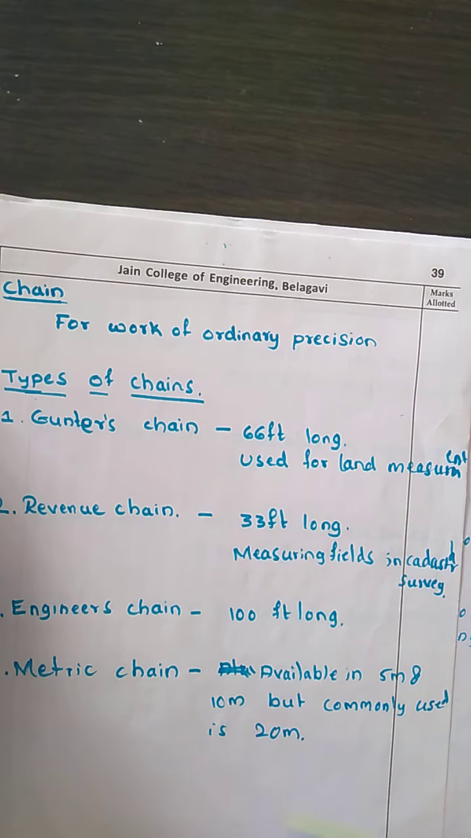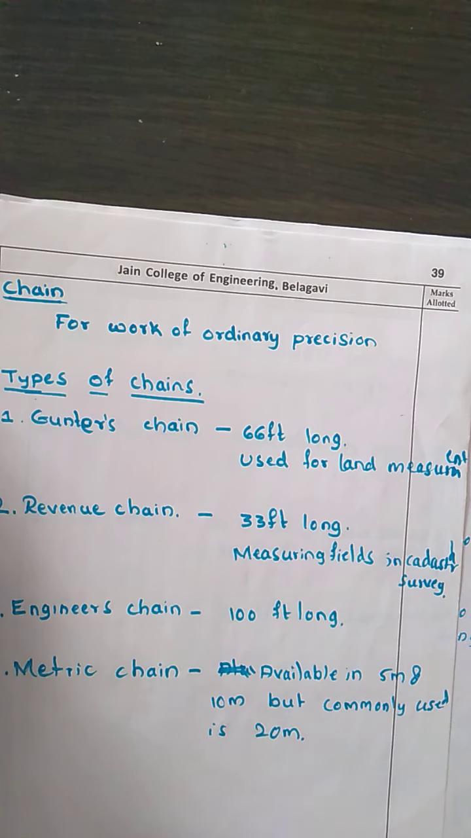Next is the metric chain. The metric chain is available in 5 meter and 10 meter lengths, and commonly in 20 meters. It has 100 links, with tallies at every 2 meters, and rings are provided at every 1 meter length except where tallies are provided. So this is regarding the different types of chain.